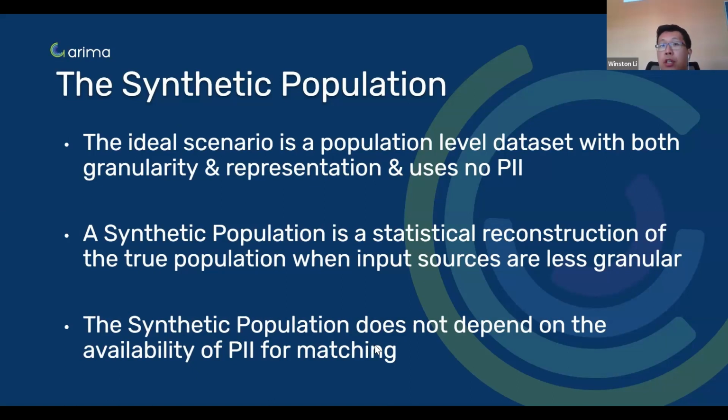The synthetic population is purely mathematically generated. It does not require you to put in PII up front, and it does not come out with PII. So that entire process is quite safe from a data privacy standpoint.